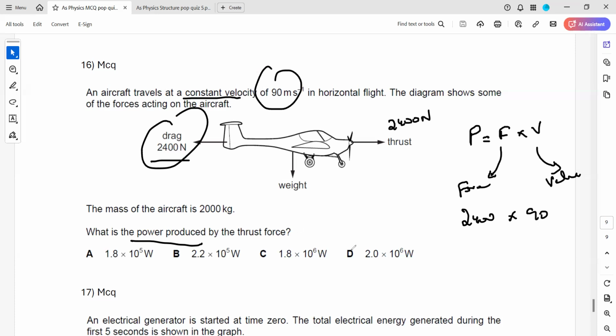So 2400 into 90, when you multiply, what will you get? The product. So 2400 multiplied by 90 gives 216,000 watts, which, if we round off, is 2.16 into 10 to the power 5 watts, which is approximately equal to 2.2 into 10 to the power 5 watts.